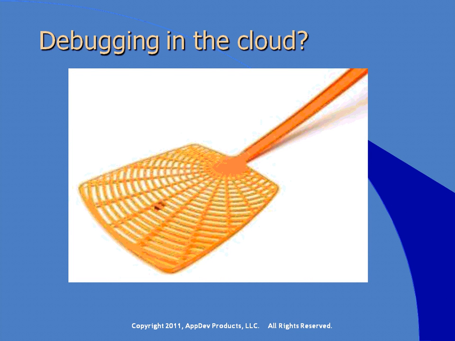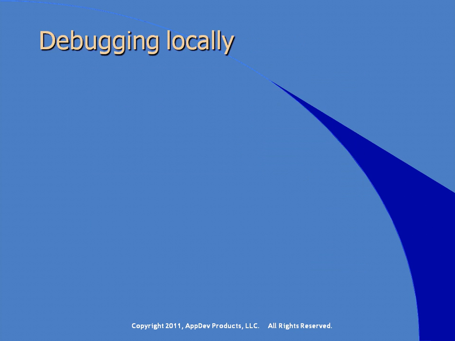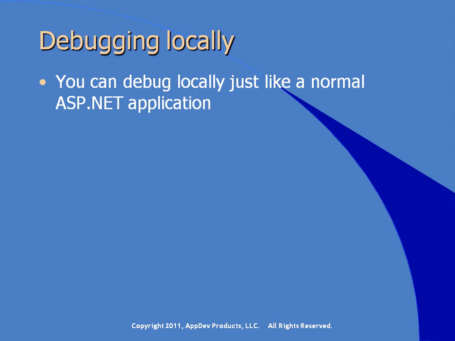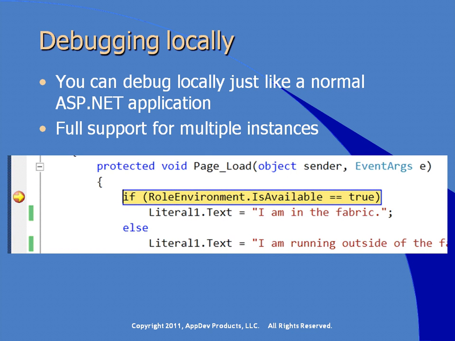Because of the emulator running on your local desktop, you have the ability to debug most of your application as if it were running in the cloud. You can debug locally just like any normal ASP.NET application, including full support for multiple instances. Debugging is done through your normal breakpoint process that you know and love.